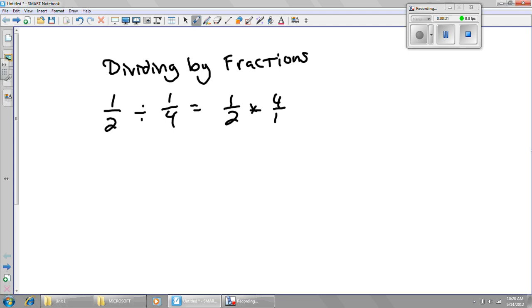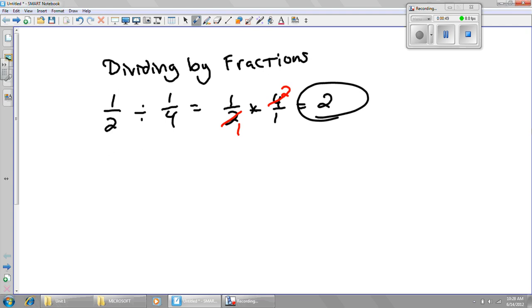And then using my little cancel out trick, I could say, well, 2 goes into both of those. It goes into 2 once and goes into 4 twice. And so therefore my answer to 1/2 divided by 1/4 is 2. Now a lot of you will do that, but you don't know why. And you want to know why, and it bothers you.